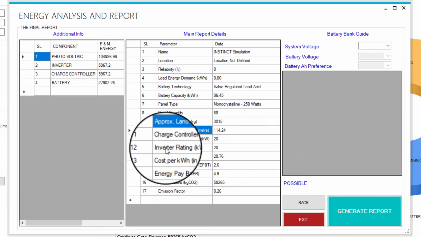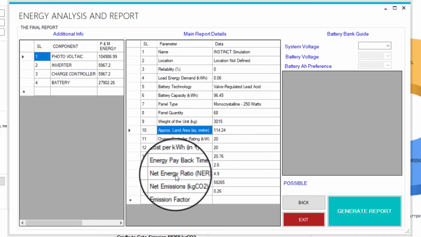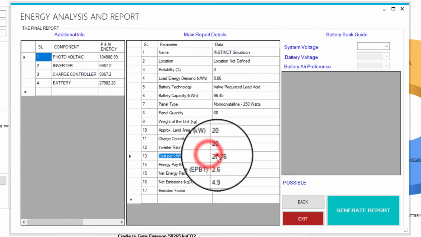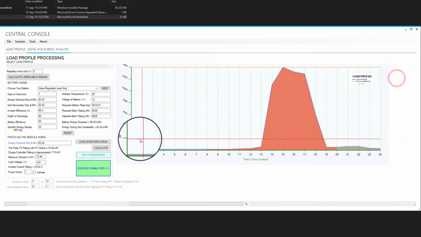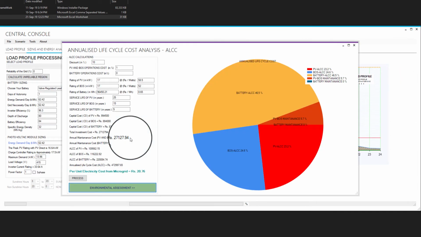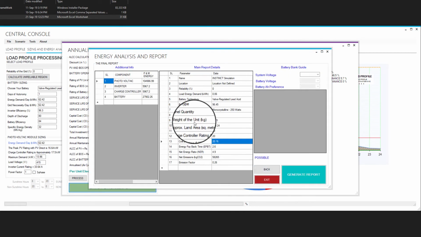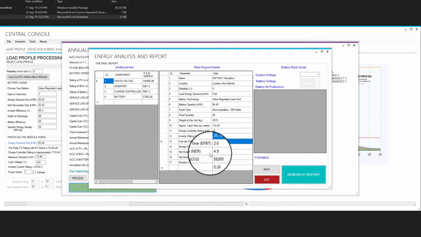charge control is 20 kilowatt, inverter rating is 20, cost per kilowatt hour is actually the unit electricity cost, which we got from the ALCC process, that is this one. We got it as 20.76, and if you see the report, it will be reflecting the same data. And energy payback time, we got it from the energy analysis tab, and net energy ratio is 4.9, net emissions 58,265 kilograms CO2, and emission factor is around 0.26.